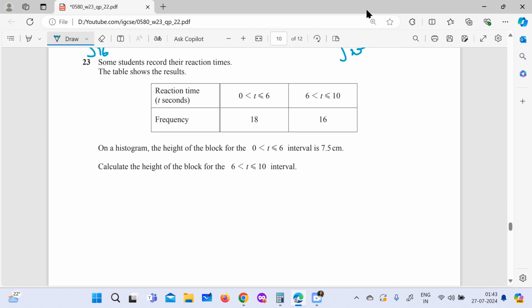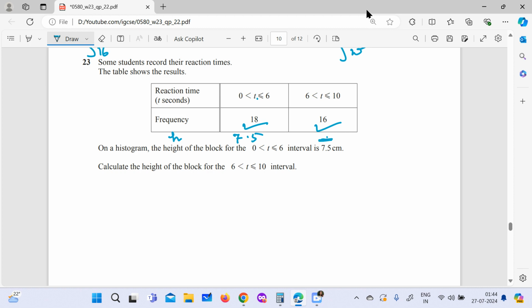Now, some students record their reaction times. The table shows the results. Reaction times in seconds: t is greater than 0 and less than or equal to 6, and t is greater than 6 and less than or equal to 10. In this condition the frequency is 18 and here the frequency is 18. So what is the question? On a histogram, the height of the block for the interval t greater than 0 and less than or equal to 6 is 7.5. So this height is 7.5. Then calculate the height of the block for this interval. So we need to calculate this height.